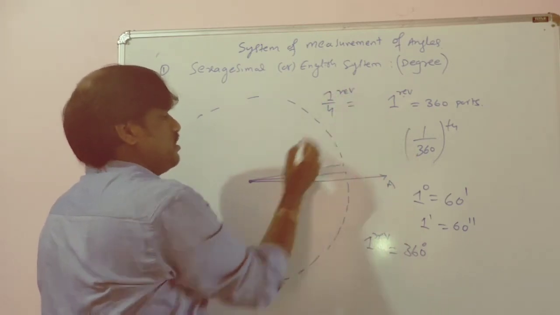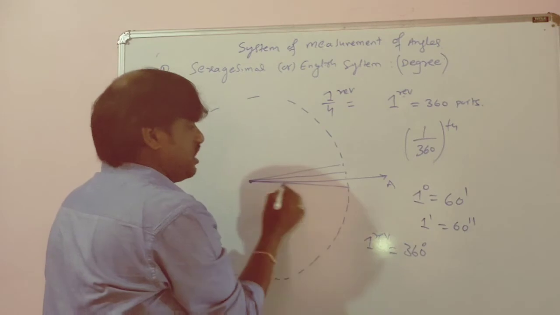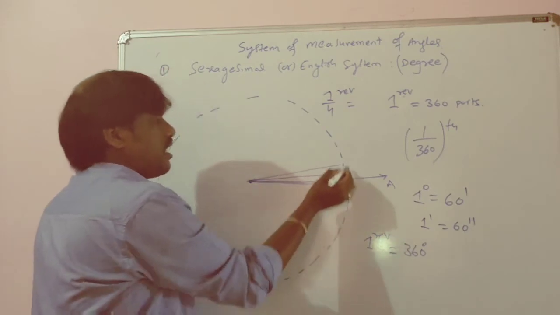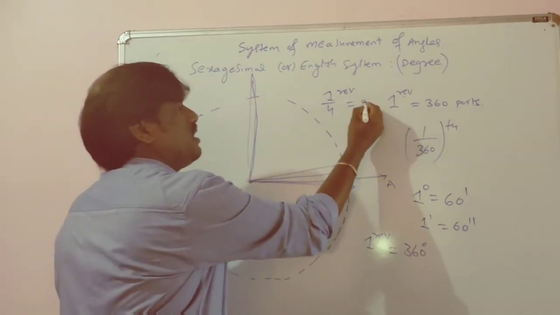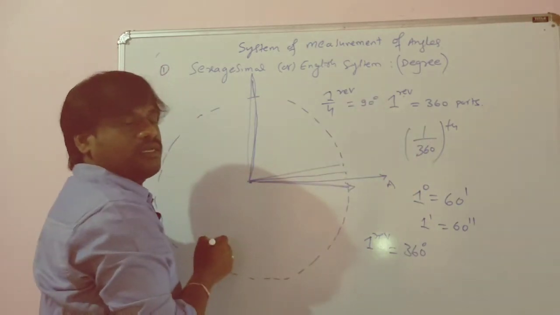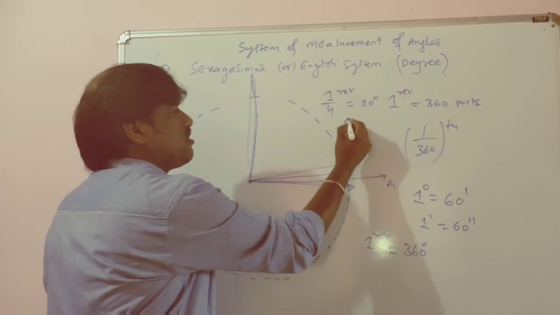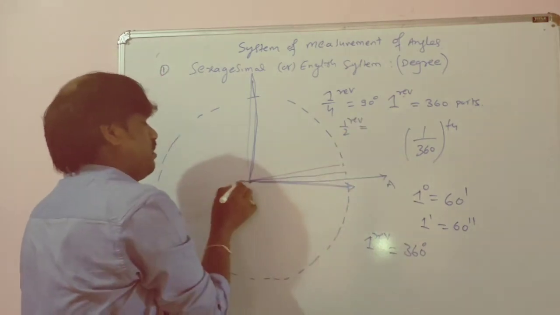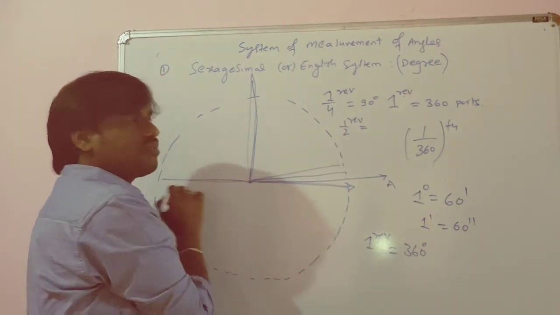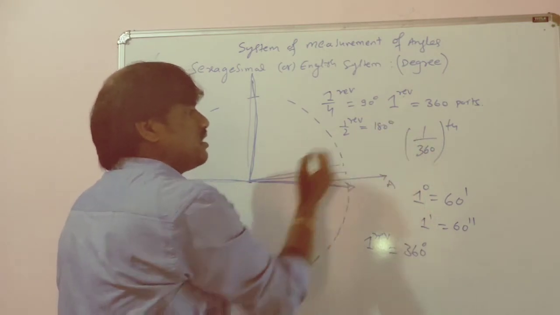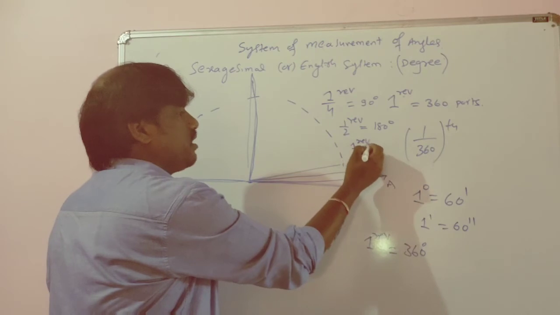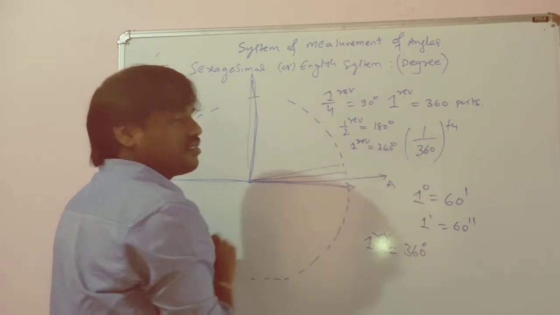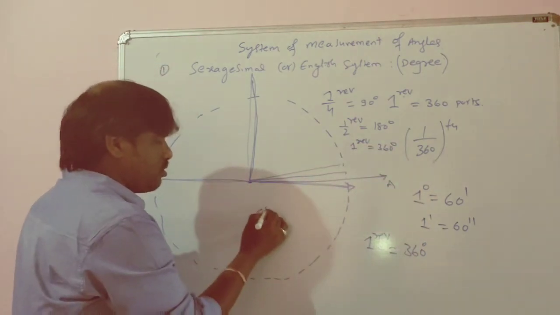1/4 of a revolution is, suppose this is the initial point, and 1/4 means this part. So 1/4 of a revolution will be 90 degrees. Half a revolution will be how much? Half a revolution will be 180 degrees. So one complete revolution will be how much? 360 degrees.